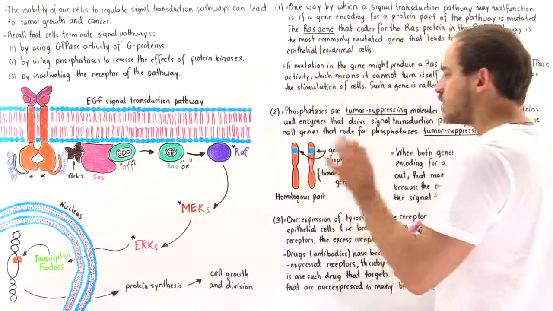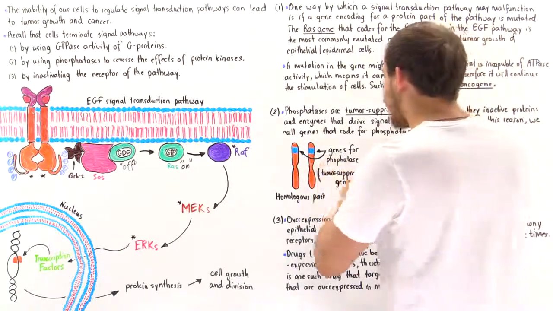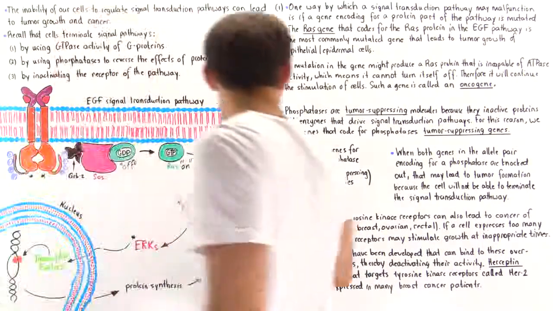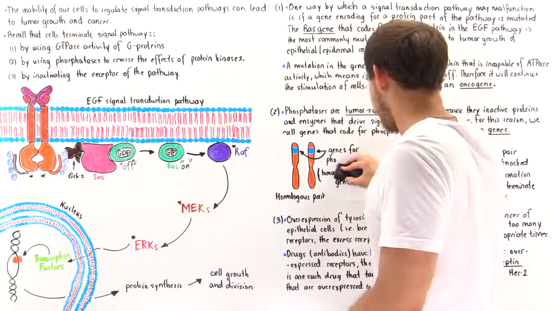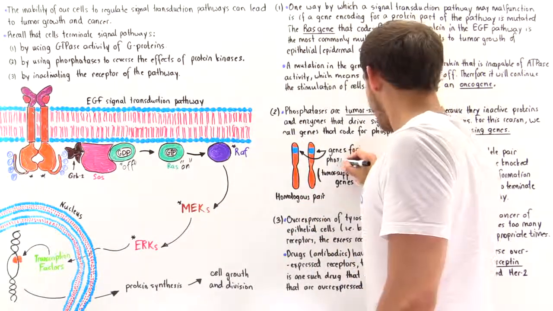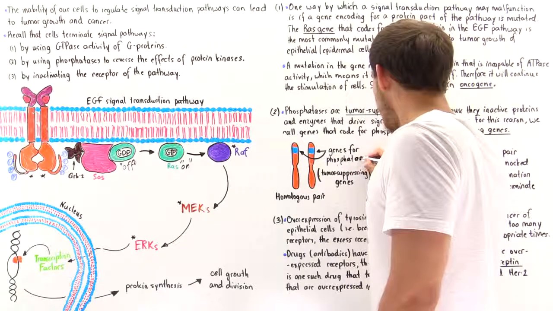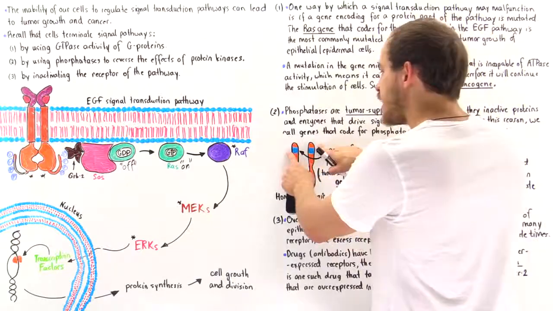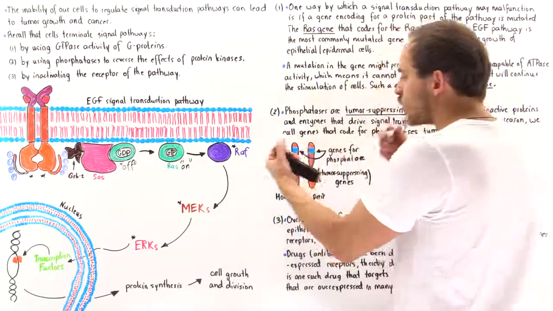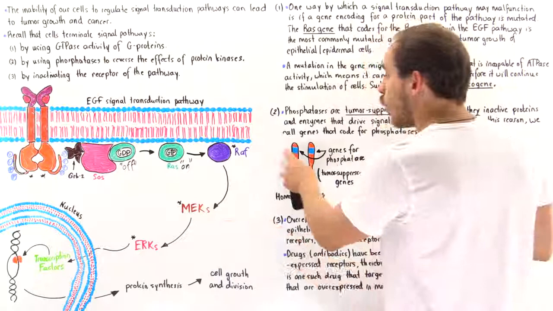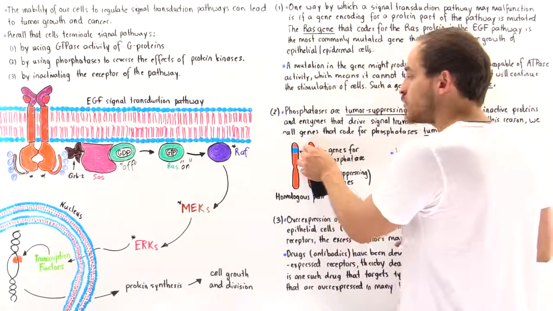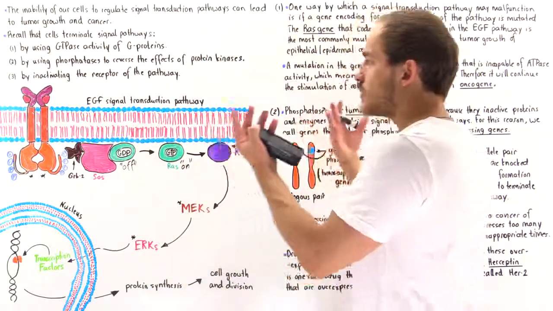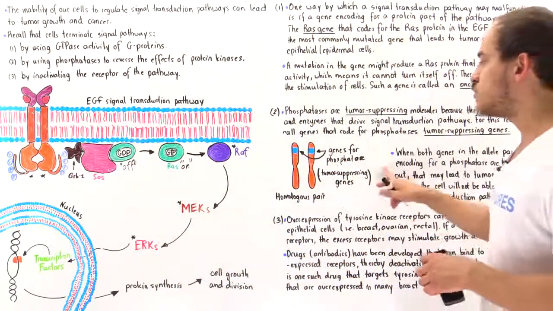So we have the pair of alleles that code for that same type of phosphatase. We have these genes that code for phosphatases. Now, if these two genes are normal, then there really will be no problem. In fact, if one of them is abnormal, the other one is normal, usually the cell will be functional and will be able to actually shut down and terminate the process by using phosphatases.